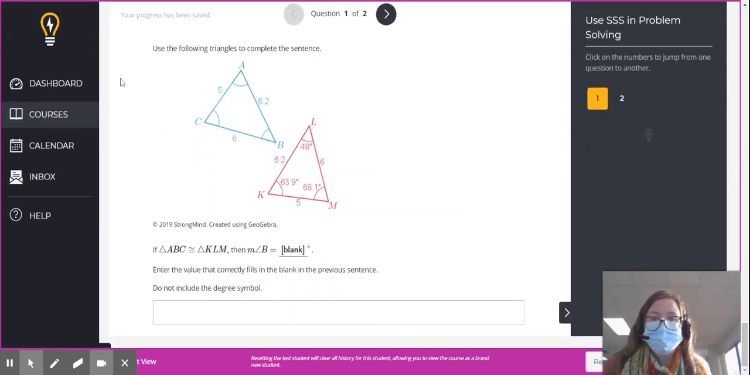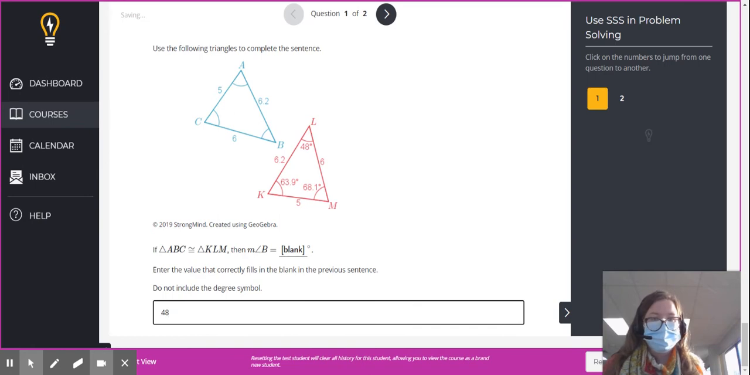So use these following triangles to complete the sentence. So if triangle ABC is congruent to triangle KLM, then the measure of angle B is, so I'm going to look here. B is across from the one that's a length of 5. So I look on this triangle, I find the length of 5, and across from that will be 48.